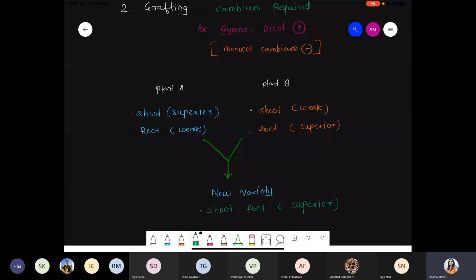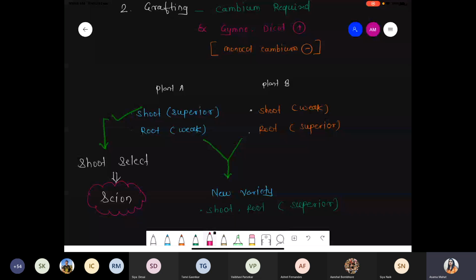So I'm talking about two words. What is the meaning of the scion and what is the meaning of the stalk? Now, in case of plant A, definitely we are talking about which part is superior. The shoot part is superior. So you have to select the shoot part. The shoot that is selected and used for the grafting process is called the scion.